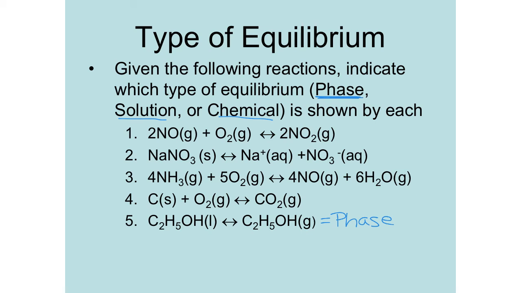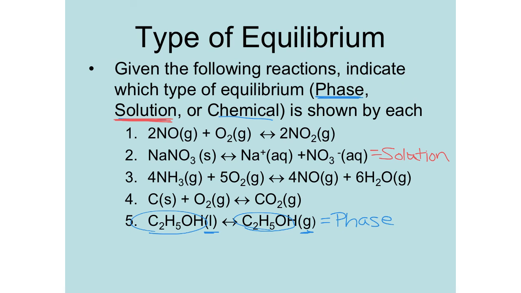Because we have C2H5OH, which is ethanol, as a liquid, and then it changes to a gas. But it's exactly the same molecule on both sides of the equation. There's no bonds broken, no bonds formed, no rearrangement of atoms. Our next one that I think is the second easiest to pick out is solution equilibrium. So here we will have an ionic substance dissolving into water and splitting apart into its ions. So that is shown in number 2. So we have NaNO3 ionizing into the sodium and the nitrate ions and forming an aqueous solution. So that would be solution.